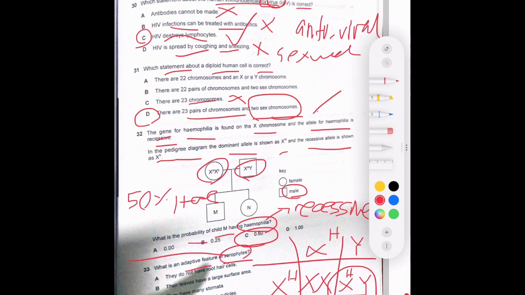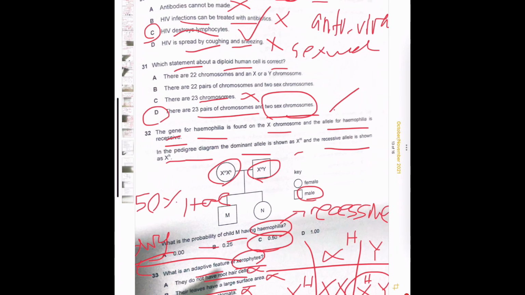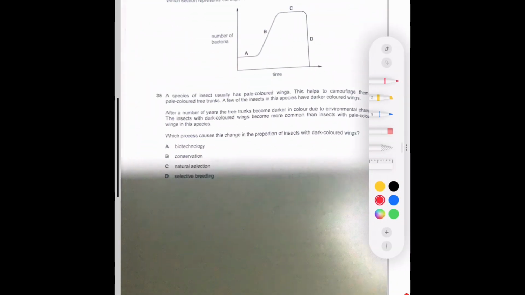33. What is an adaptive feature of xerophytes? Xerophytes are plants that live in dry deserts or regions. Well, for them to live in those dry deserts, they have thick cuticles to prevent the water from drying out. So D. Okay, next question. Which sections of this graph represent the log phase? Well, the log phase is B. Do you call it the log phase or the exponential phase? Yes.